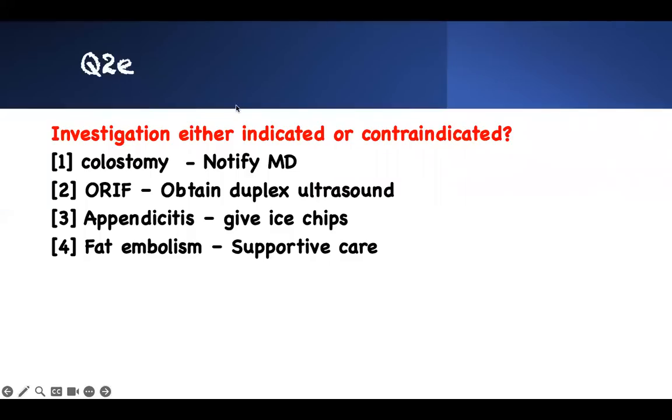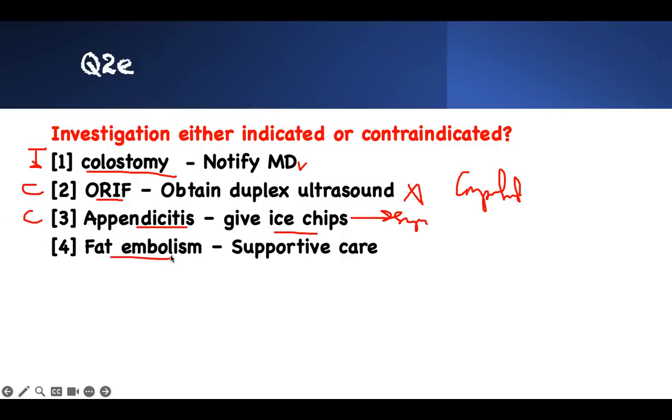So which of this is indicated or not indicated? For the colostomy patient, do you notify the MD? Yes, it's indicated, right? For the fracture patient, that is ORF, obtain a duplex? No, he has compartment syndrome. We don't need any duplex. It's going to surgery, so it's contraindicated. Appendicitis, give them ice chips? No, it's contraindicated. They're going to go to surgery. You're going to delay surgery. Fat embolism, supportive care? Yes, that's the management. So this is indicated.